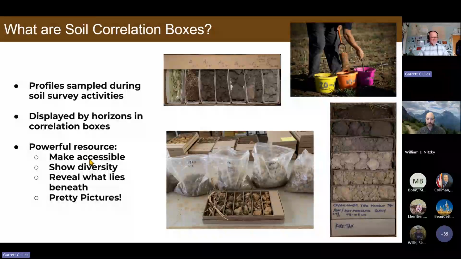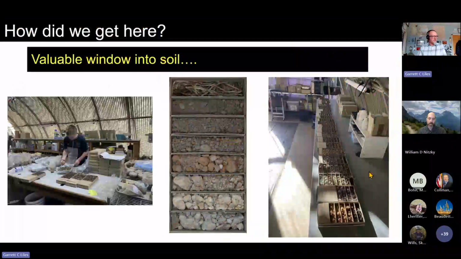They make soils accessible to many. They show diversity. They really might be a valuable tool in getting people to understand that soils are not just something that you drive over or till. And there's also a lot of beauty in these, in pretty pictures.